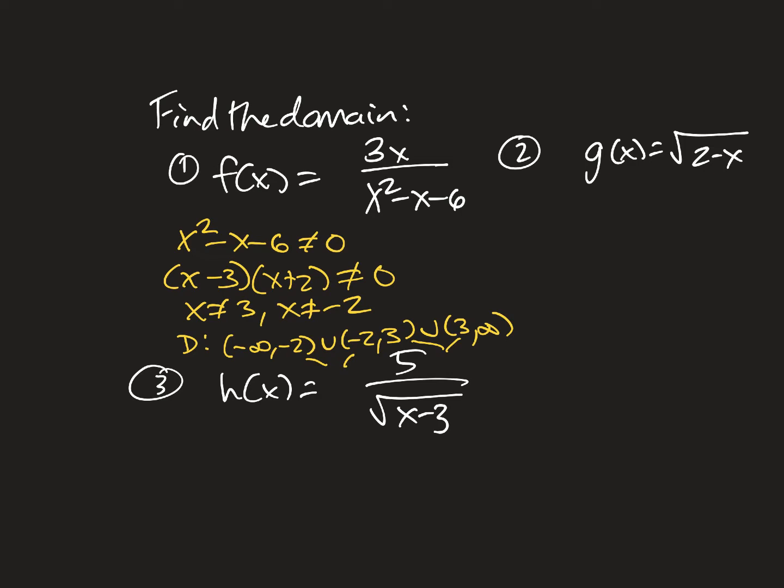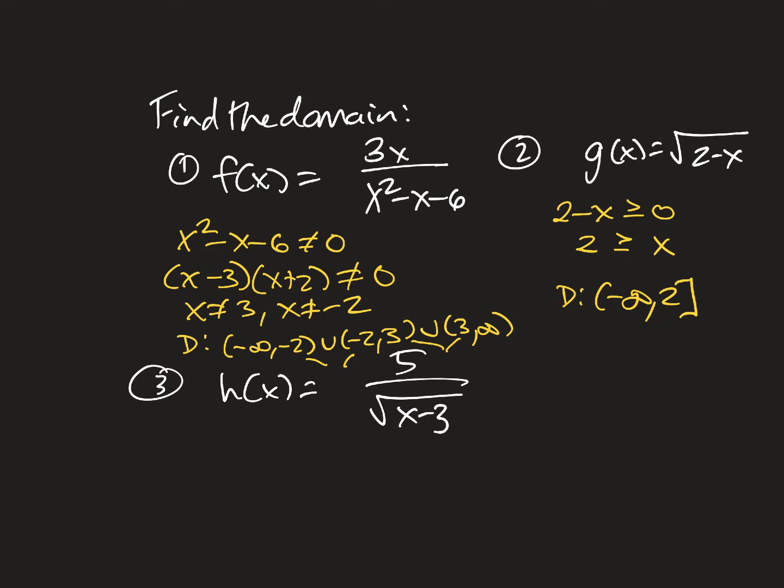Whereas 2, I have no denominator, but I do have a square root. So that's when you set up an inequality, because I need inside the square root to be greater than or equal to 0, which means I need x to be less than or equal to 2. So the domain here would be negative infinity to 2 with a bracket.